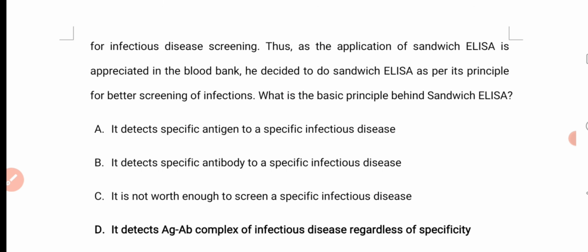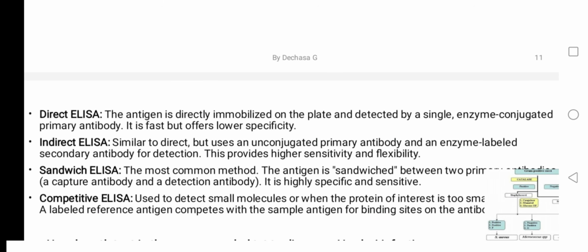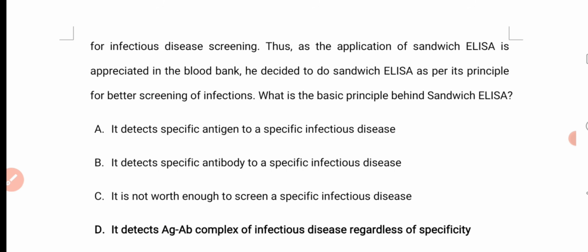So first we need to know direct ELISA. In direct ELISA, the antigen is directly immobilized on the plate and detected by a single enzyme-conjugated antibody. The antigen is already fixed to the plate or in the sample, and we use only one conjugated antibody. The other is indirect ELISA. In indirect ELISA, we detect the antibody, right? So it uses an unconjugated primary antibody and a labeled secondary antibody. So we use two antibodies in indirect ELISA for detection of the antibody.